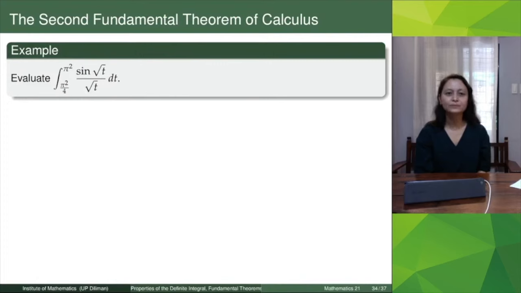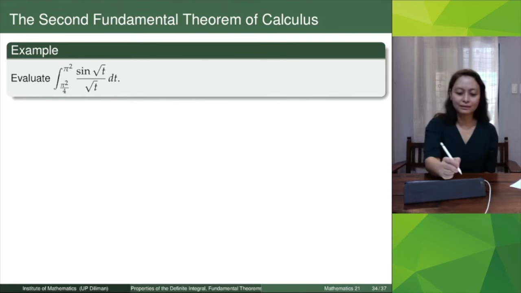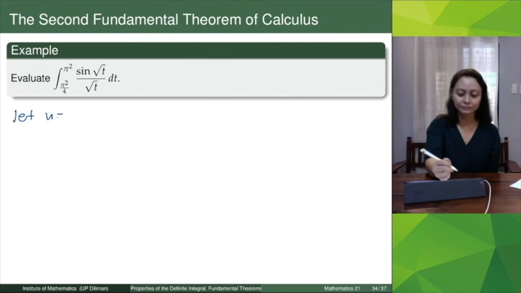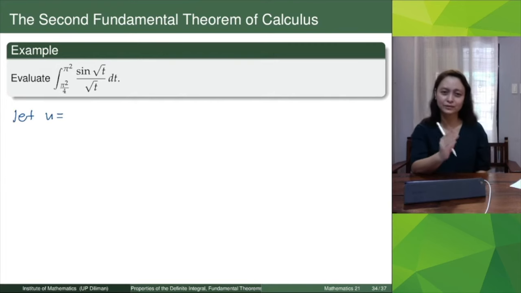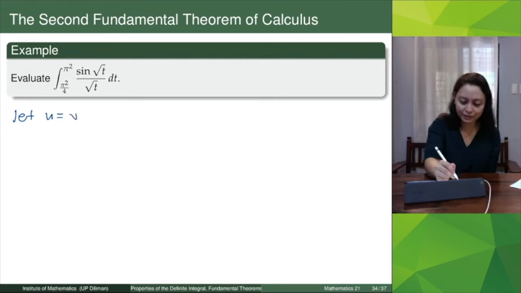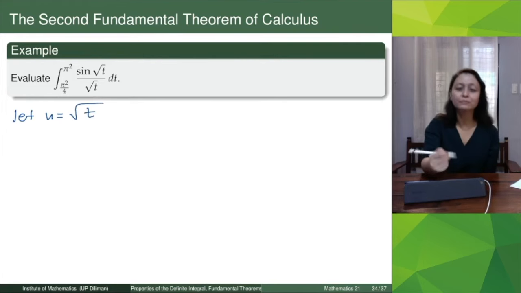Next example, we want to get the integral from pi squared over 4 to pi square of sine square root of t over square root of t dt. Madali lang yan. Dapat tama lang yung pag-substitute natin, and hopefully lalabas na yung ibang term sa integrand. Ano yung pipiliin natin na u dito? We can choose u to be square root of t. Try lang natin. Kung mali, hanap ulit tayo ng u.